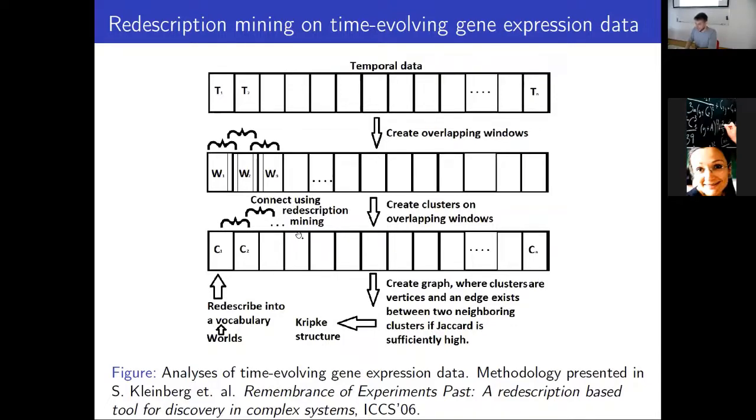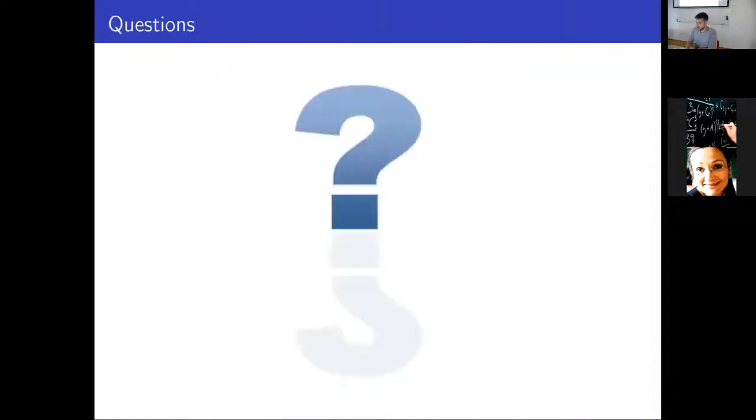Okay, so this is basically a short overview of redescription mining and its connection to logic.